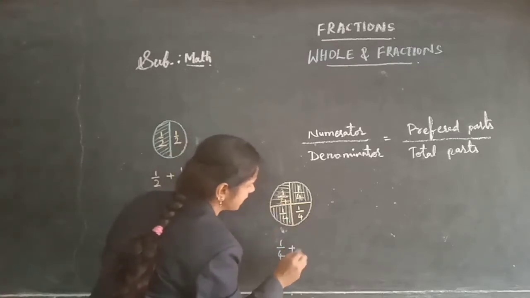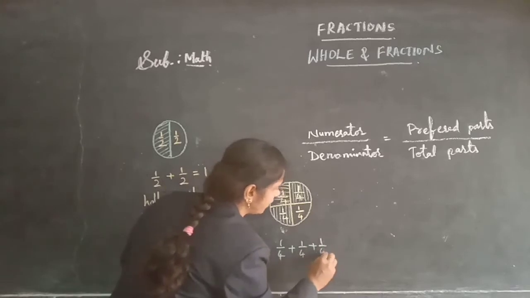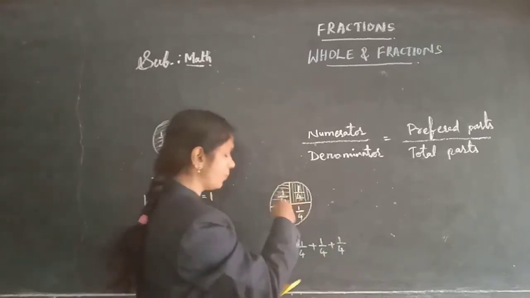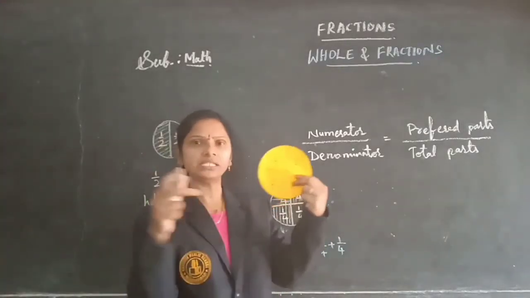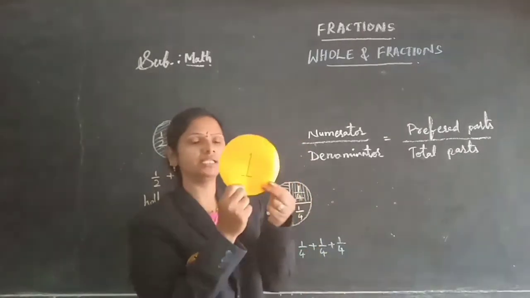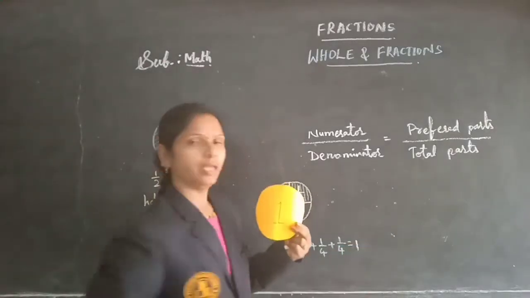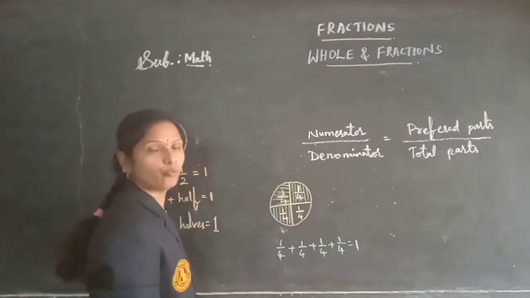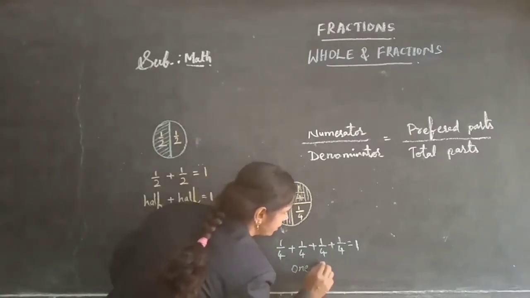First part, and second part again 1 by 4, plus third part again 1 by 4, plus fourth part again 1 by 4. So when I am joining these 4 parts, adding here, we can see the total is 1 whole, whole nothing but 1. How can we read it here? 1/4, one fraction in words, 1/4.